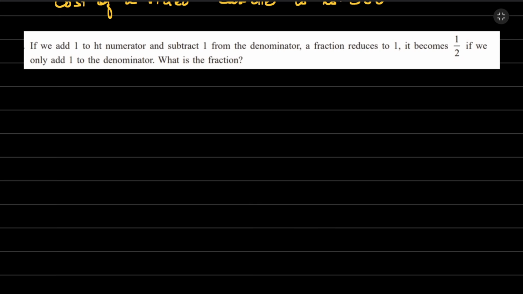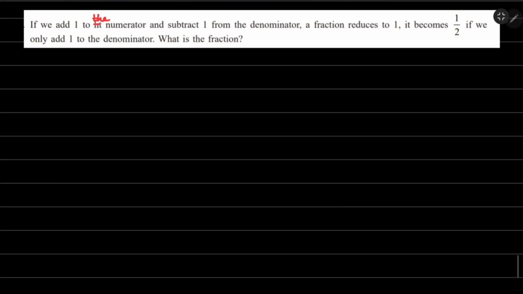See, if we add 1 to the numerator, excuse me for the spellings here. If we add 1 to the numerator and subtract 1 from the denominator, a fraction reduces to 1. It becomes 1 by 2 if we only add 1 to the denominator. What is the fraction?